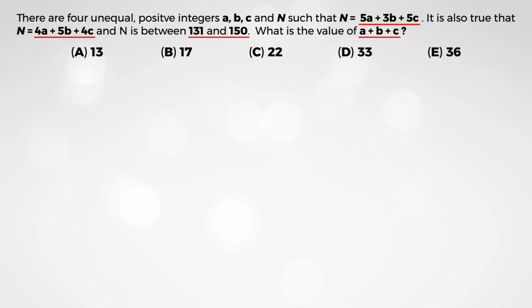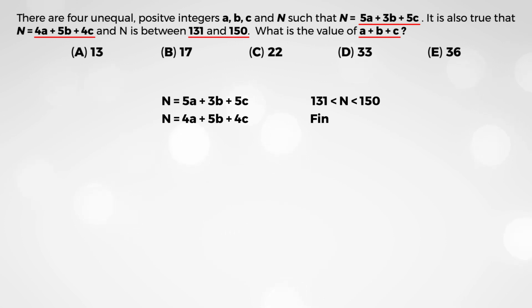All right. First, let's write down the information that they give us and see how we then need to proceed. Most likely a lot of number manipulation. And they've given us that n is between 150 and 131. All right, find a plus b plus c.